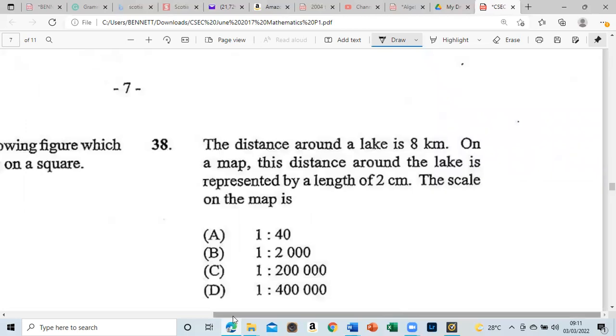Go to the next page. So let's see what's happening on the next page. I'm not seeing anything.